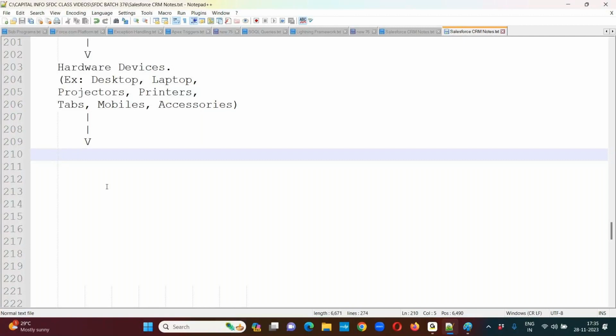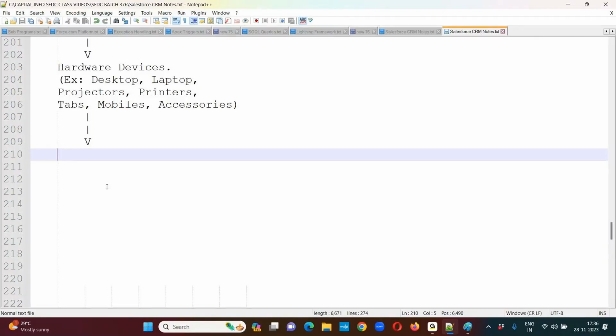So as part of this new model of product, what new features are we planning to introduce? They're concentrating on new features. In this new model of laptop, what new features are we planning to introduce? In the desktop, what new features? In the tab, what new features? In the printer, what new features? They're planning to introduce those new features.